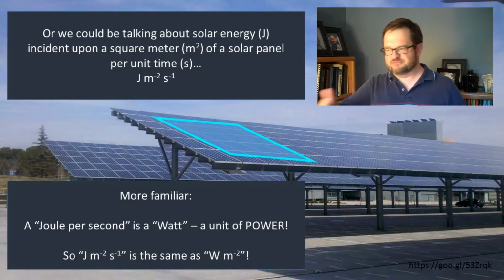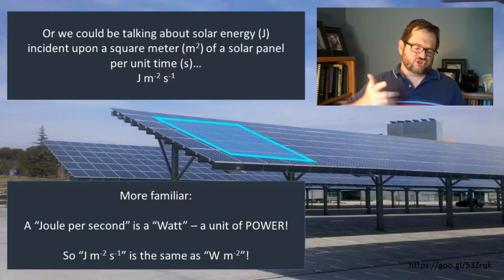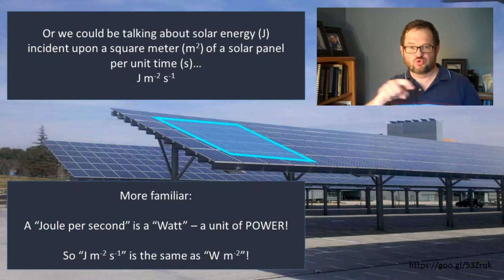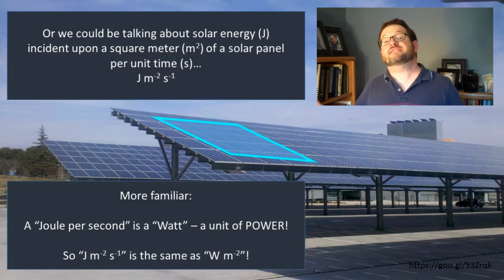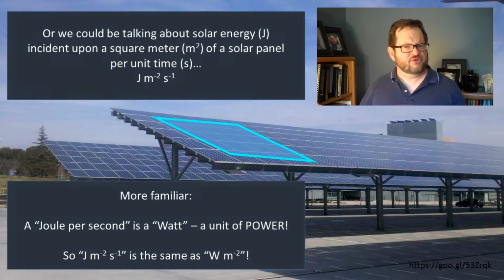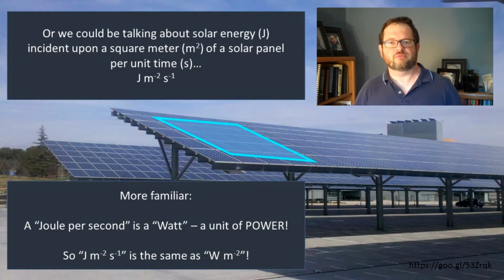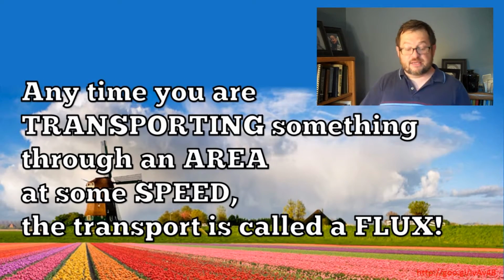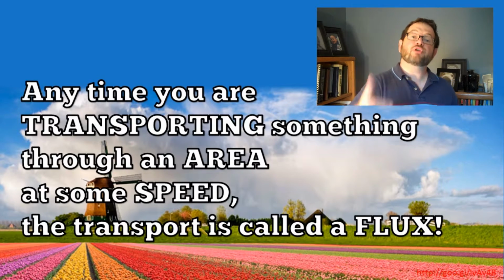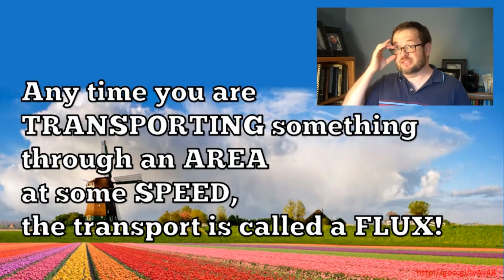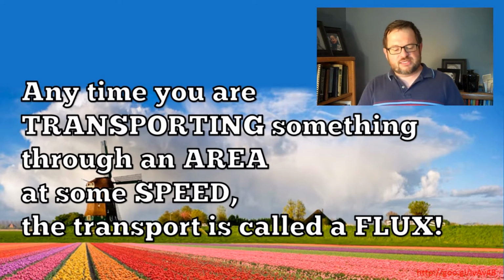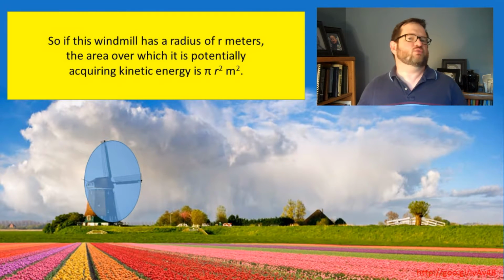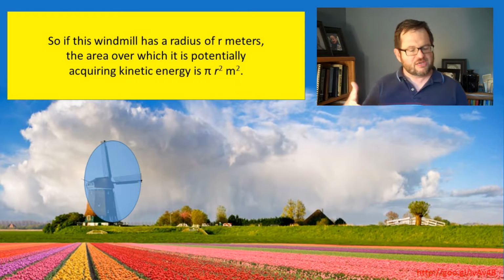Okay, a kilowatt hour, they just multiply through by hours again. So a joule per square meter per second, for example, you could rearrange and take that joule per second and turn it into watts. That's a unit of watts per square meter, a very common unit for something like the flux of solar radiation on a panel. So anytime you are transporting something through an area per unit time at some speed or something like that, that's a flux. Alright, so in this case here, we're talking about the flux of kinetic energy through an area swept out by the blades of a wind turbine or a windmill or whatever.